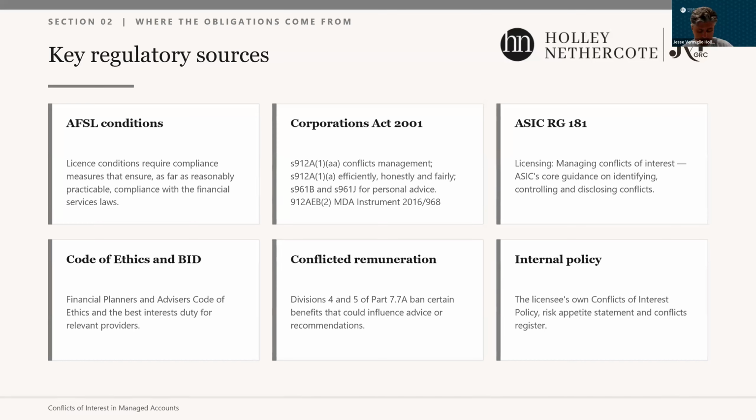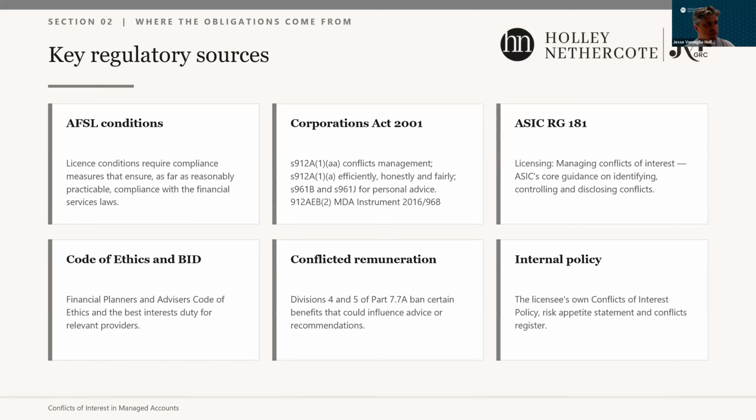If you're in the advisor space, as I said before, you do have a best interest duty obligation, but as we know, the Code of Ethics then imposes additional standards. One of those standards relates to, as we all know, conflicts of interest or the management of those conflicts of interest, standard 3. But again, there are other standards there that also play a role in conflicts management.